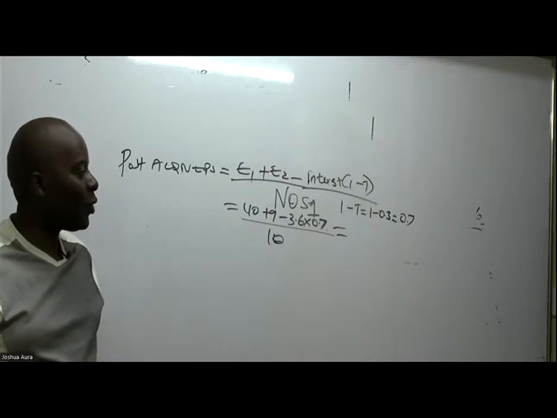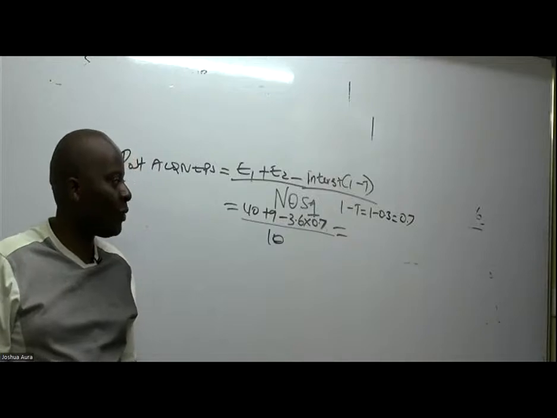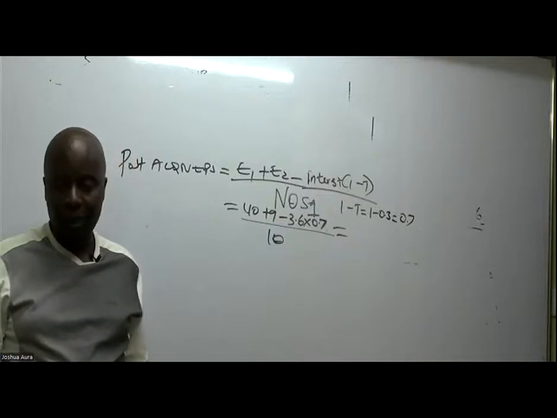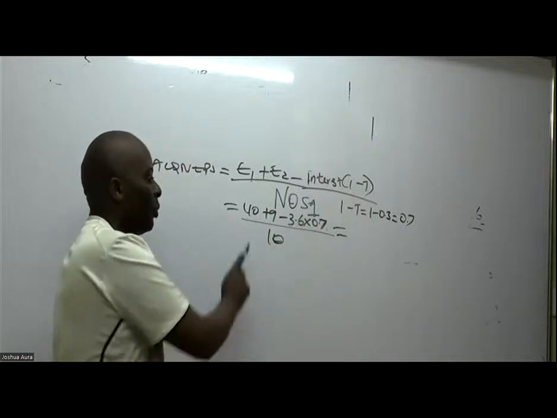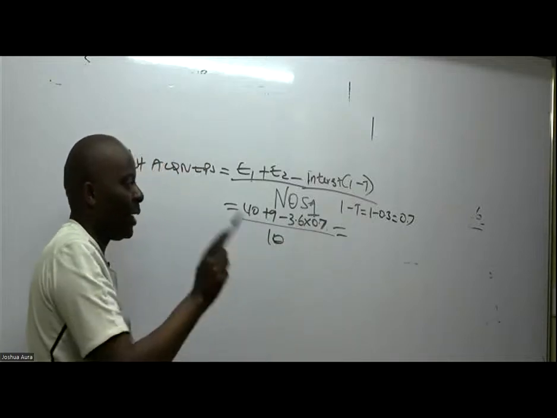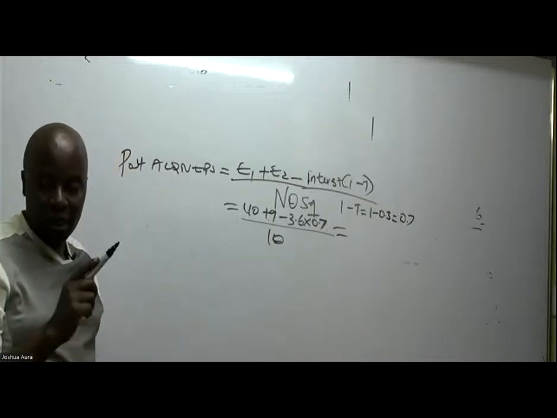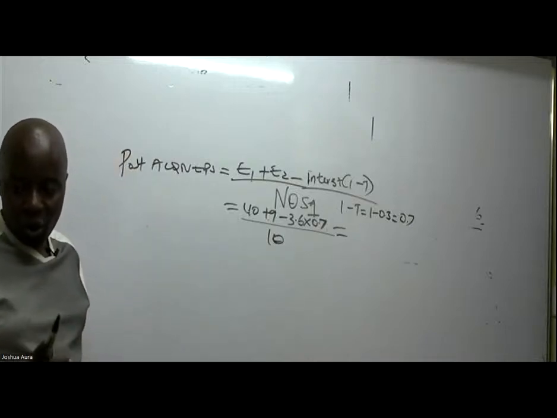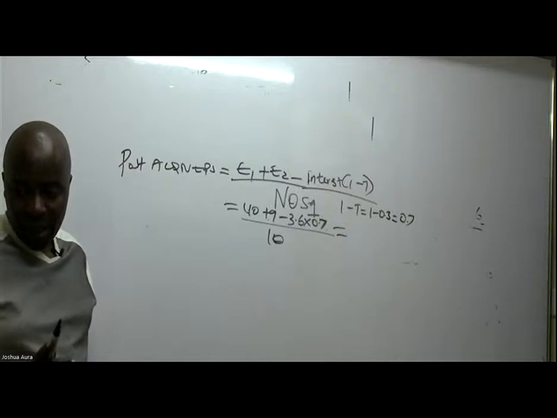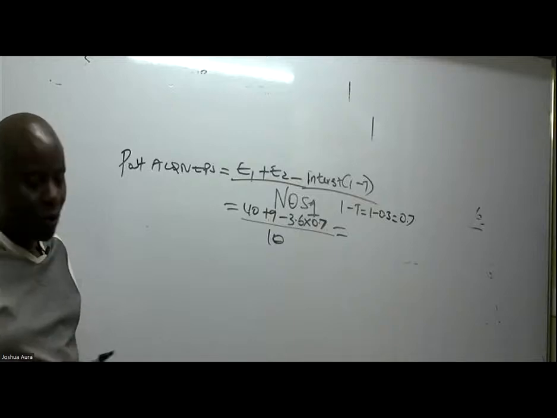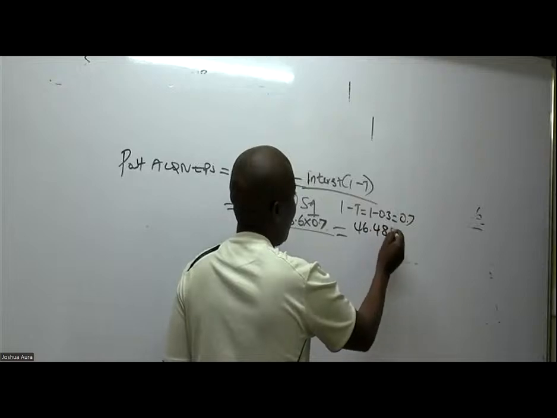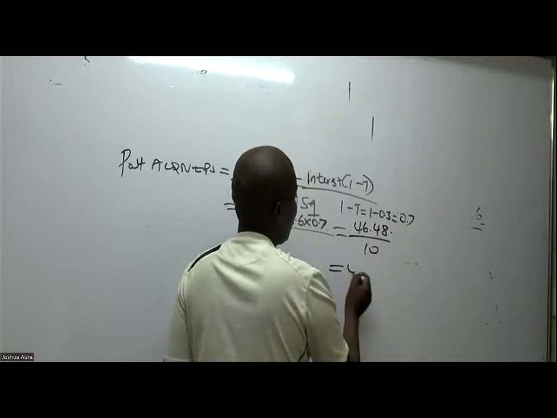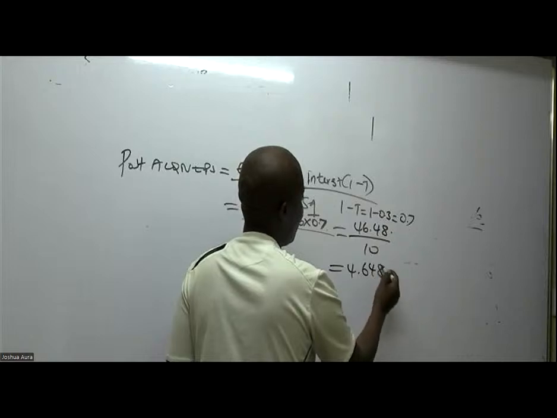Please give me the numerator: 40 plus 9 minus 3.6, times 0.7. Make sure that the 0.7 is not multiplying any of the other numbers, only the 3.6. Don't say equals in between. So according to John, it's supposed to be 46.48. 46.48 all over 10, that's how we get 4.648.